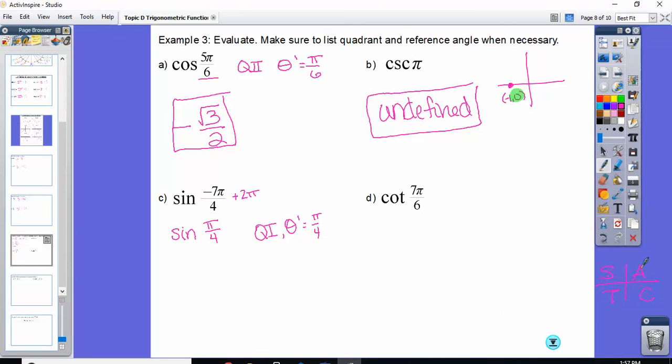In quadrant 1, they're all positive. Pi over 4 is like 45 degrees. If you fold in your 45-degree finger, that's your middle finger. Sine is the top, so that's radical 2 over 2.